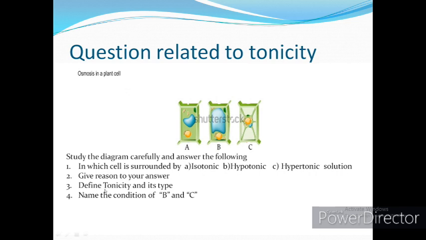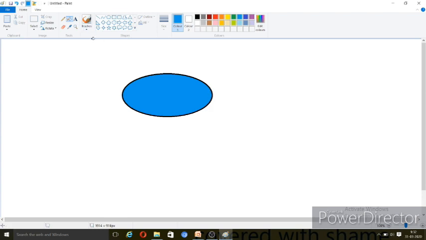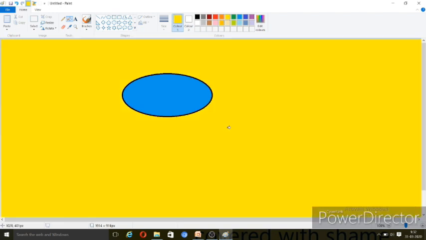So we have already discussed the tonicity. Now name the condition in B and C. The concentration inside the cell is very high, and the surrounding has low concentration. Maybe this yellow one is the low concentration, some amount of mineral. The cell needs this mineral, and this is also another mineral, but the concentration of this mineral is more in the cell. Because of this, these minerals from the surrounding will not be able to enter inside the cell, because this is a higher concentration and this is a lower concentration.